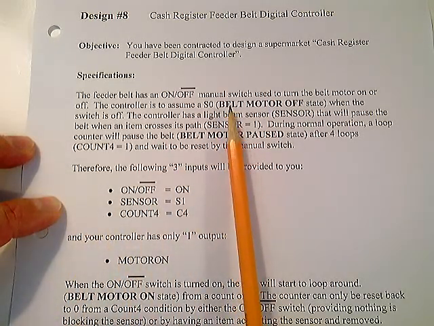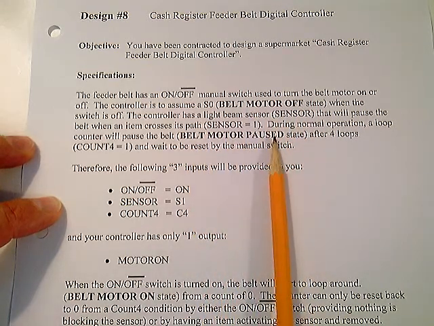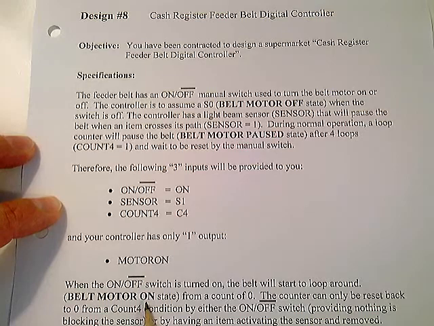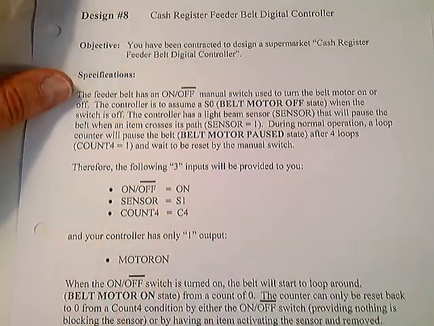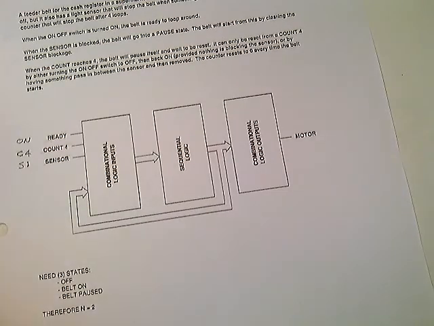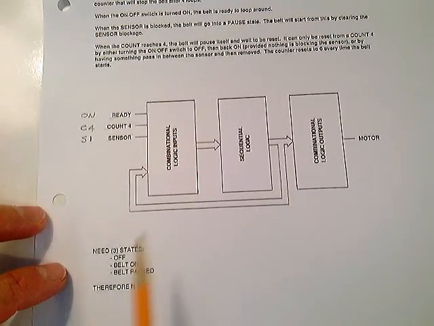There's 3 states. The belt motor is off, the belt motor is paused, and the belt motor is on. It's either motor on, motor paused, motor off, motor paused, or motor on. That's 3 states. You only need 3 states here, so 2 flip-flops will do the job here. So if you take a look at a block diagram after you read your design spec, you'll see basically that it looks like this, more or less.